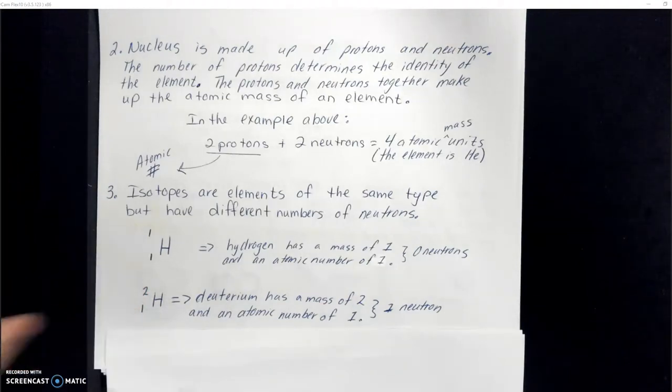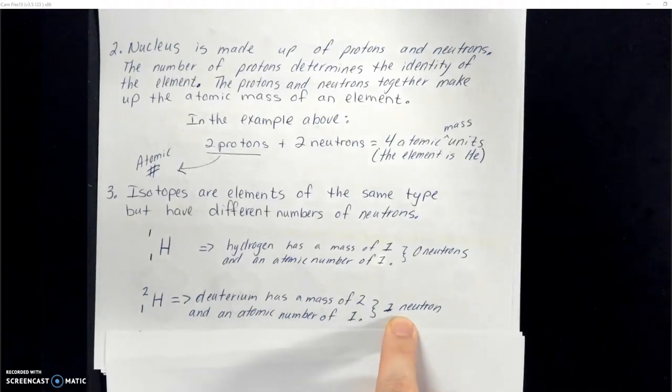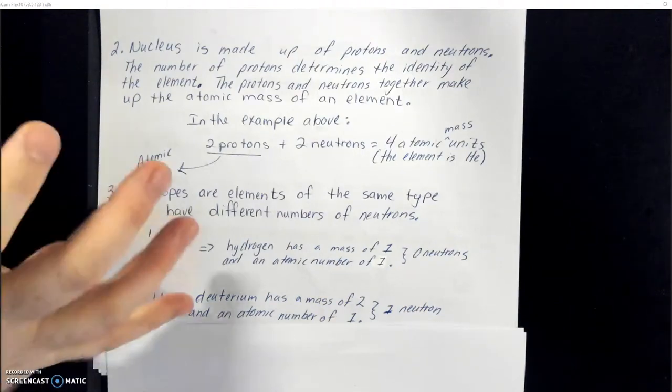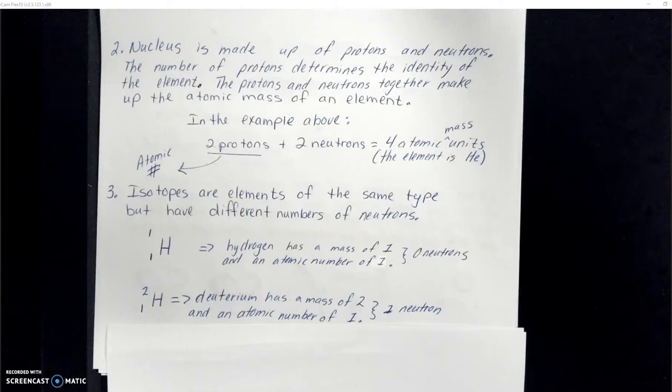If we subtract those two, deuterium has 1 neutron. 1 neutron. So as you can see, they're both hydrogen, it's just one of them has a neutron added to it. Okay? This element is obviously a little bit heavier, and it's used a lot in industry, especially in nuclear reactors, when we want to slow down nuclear reactions.